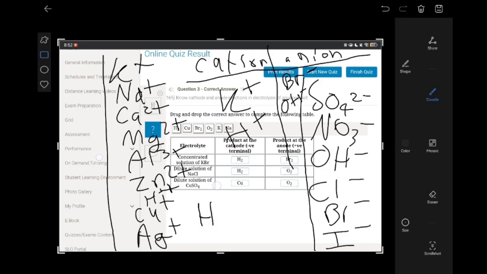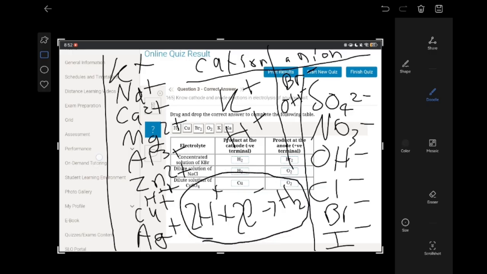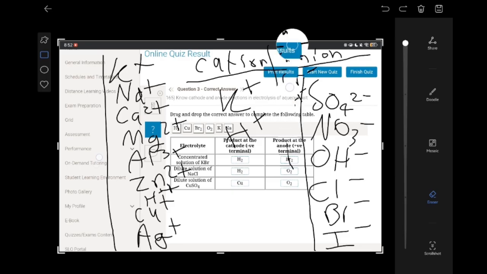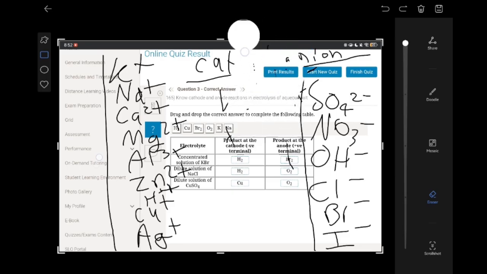The equation for H plus being reduced is this: plus e minus gives you H2 gas. So add it to here to balance. That's why they're asking for the product. They're basically asking what compound you're gonna get at the end when this gets oxidized or whatever. So the product here is H2, and for Br minus it's basically the same thing, except it's getting oxidized instead of reduced.